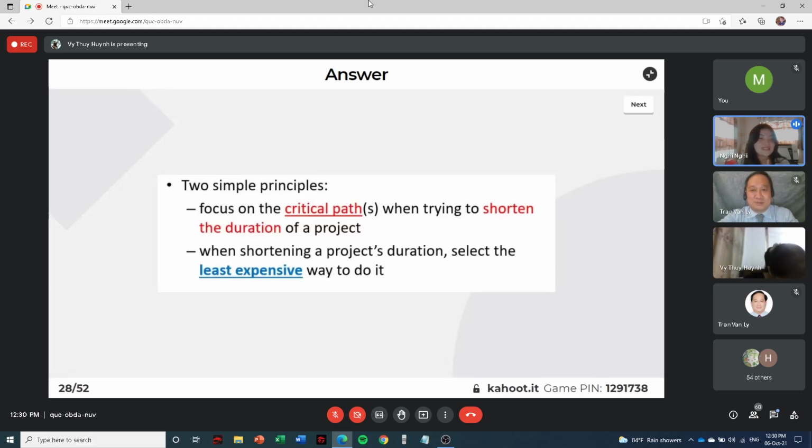So remember, two simple principles. First one, focus on the critical path when trying to shorten the duration of a project. And the second one, when shortening a project duration, select the least expensive way to do it.